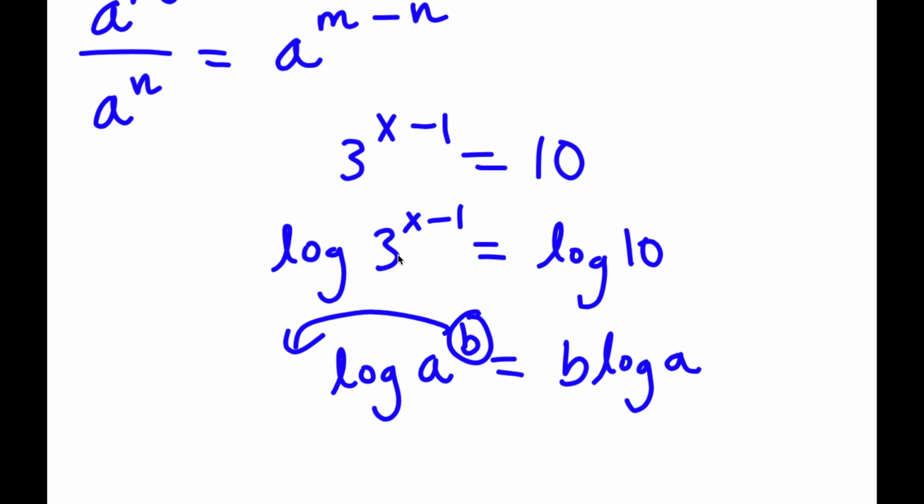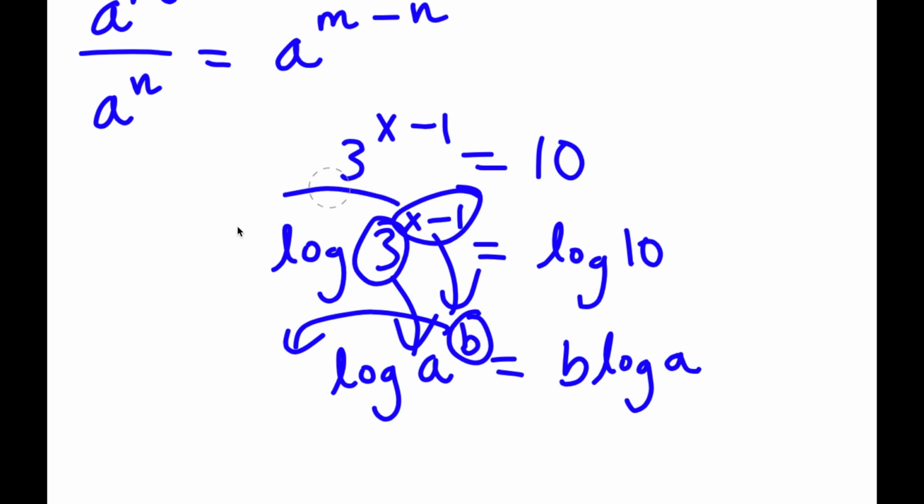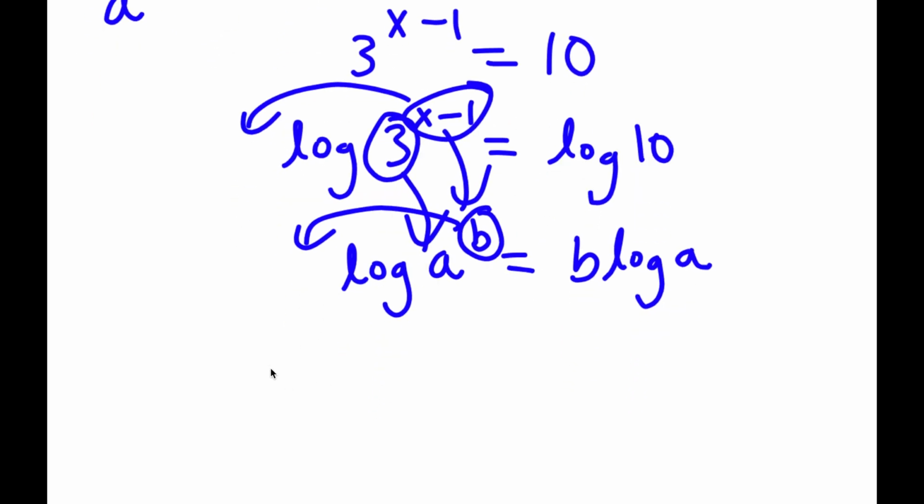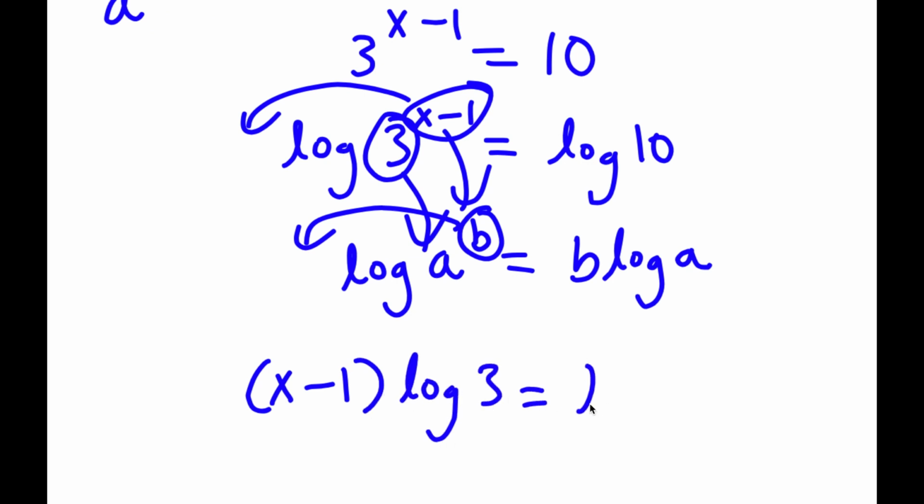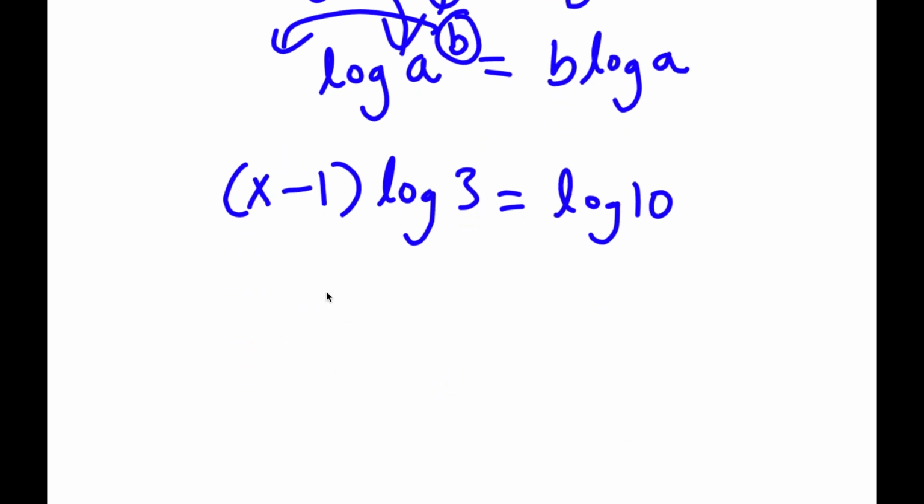So in this case, I have log 3 to the power of x minus 1, and we can think of 3 here as a and x minus 1 as b. So if I can move b to the front here, then so can I over here. So now I'm going to have x minus 1 times log 3 is equal to log 10. Log 10, that's the same thing as 1. So now I have x minus 1 times log 3 is equal to 1.